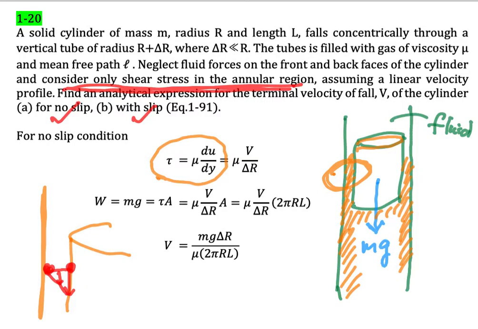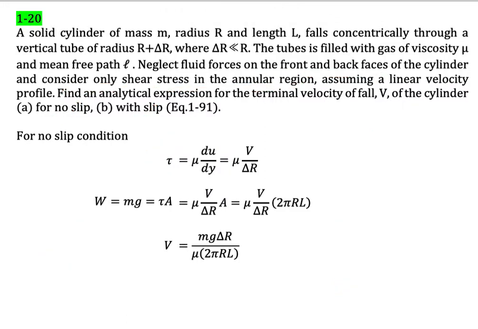Okay, and then we need to neglect the fluid force on the front and back faces, because those would also give resistance when this object is falling down. So that's the idea of this situation. I think you are familiar with this one. For no slip condition, we know that shear stress is equal to mu du dy. Then we substitute, because it is given that the velocity is v and the dy is delta r.